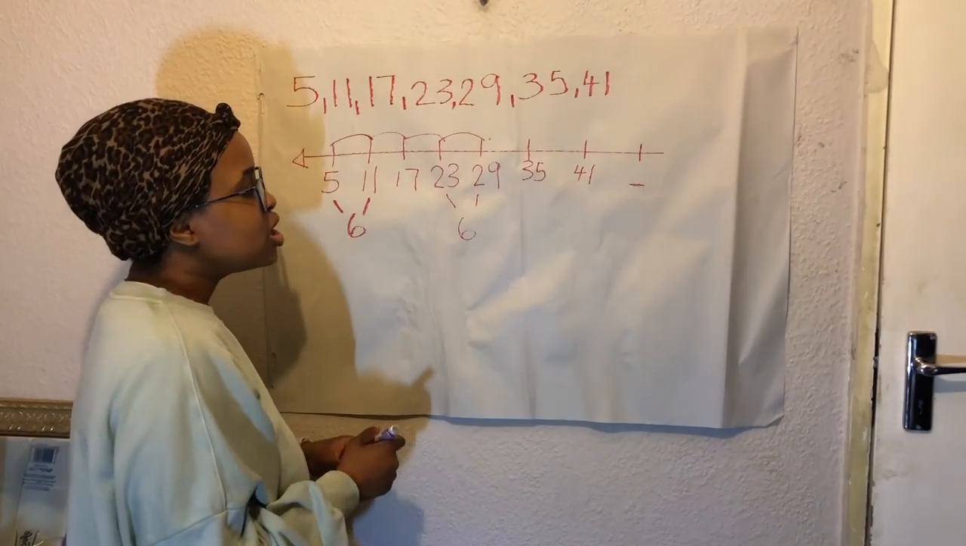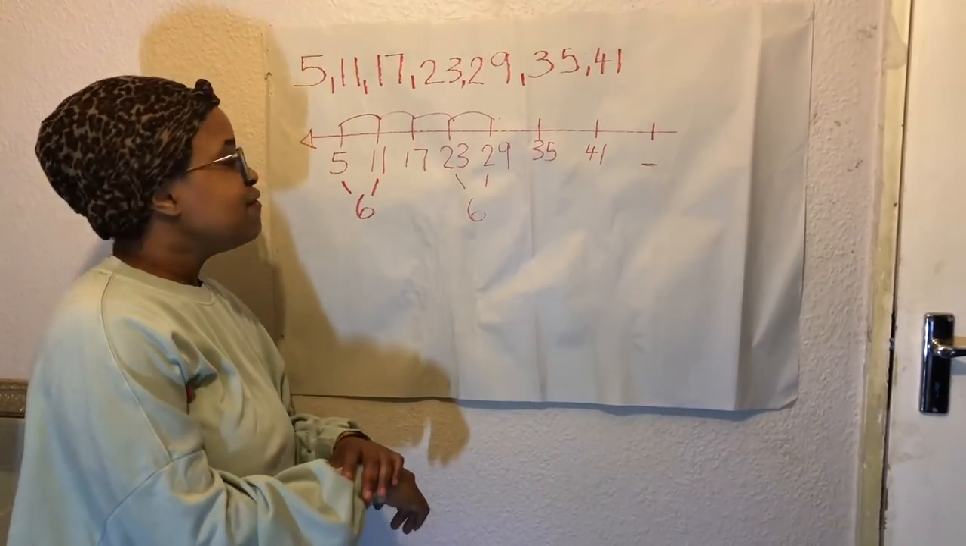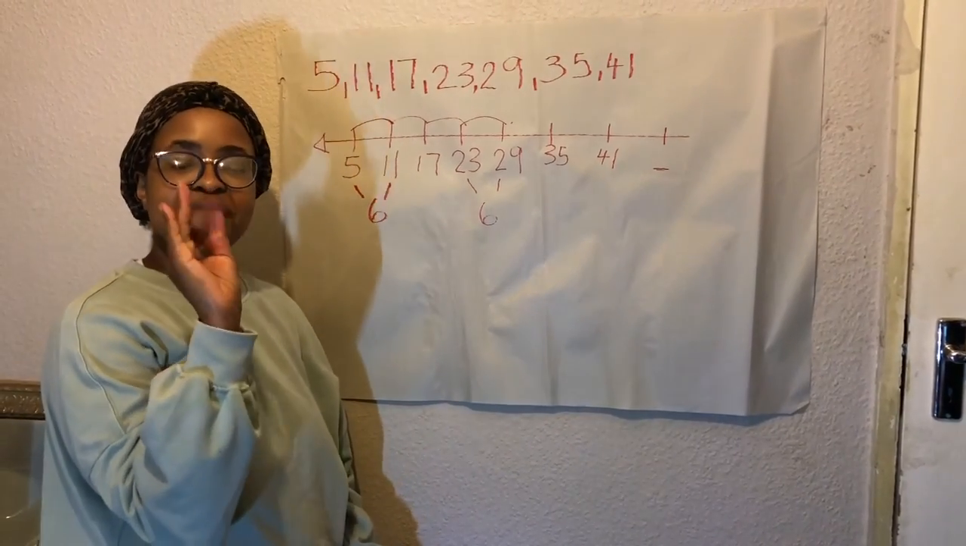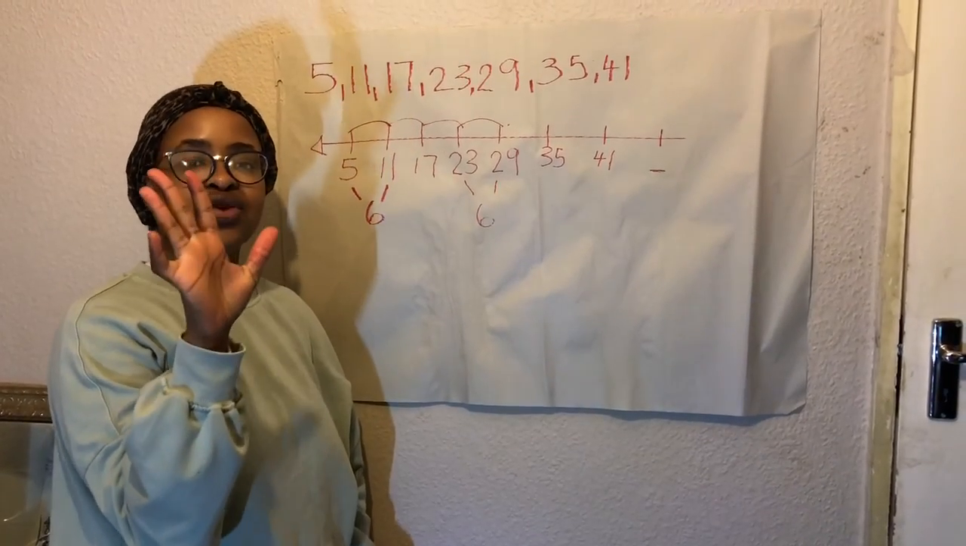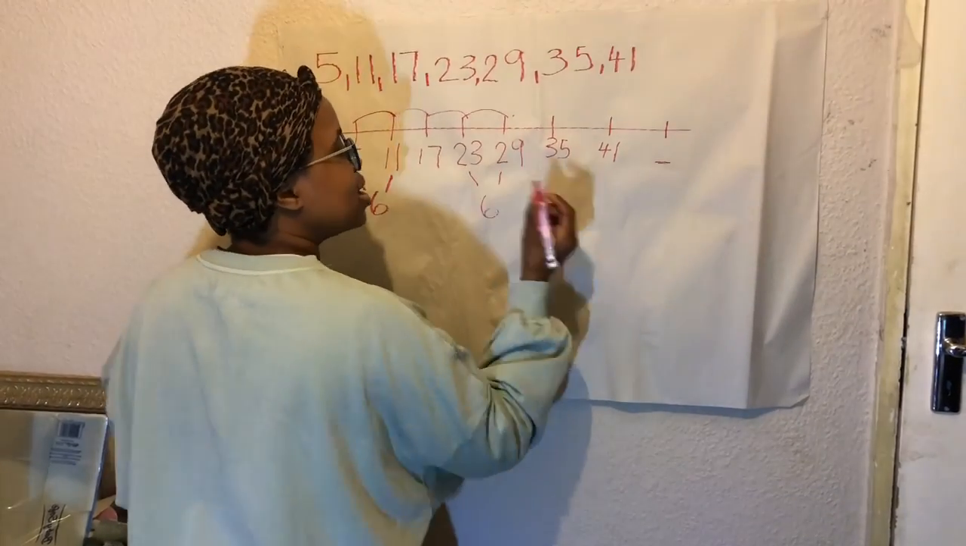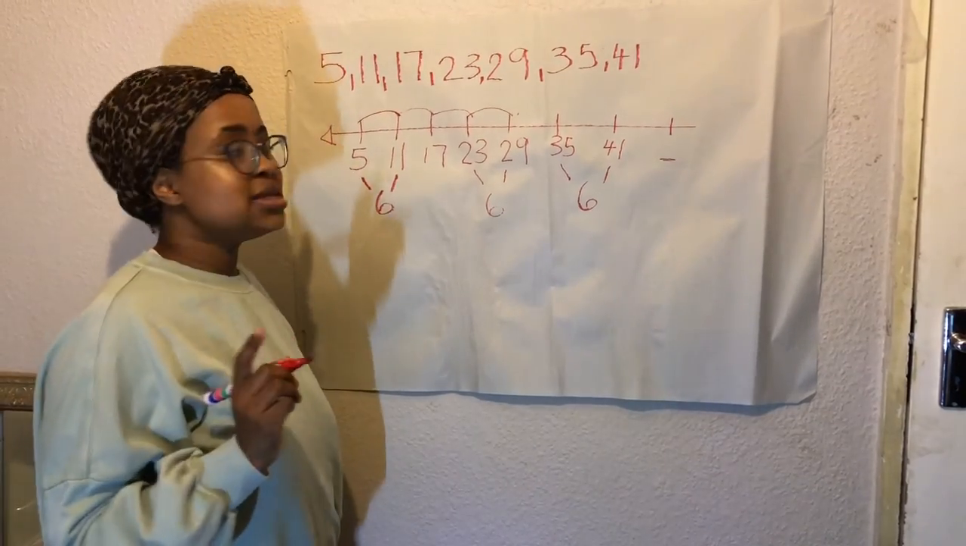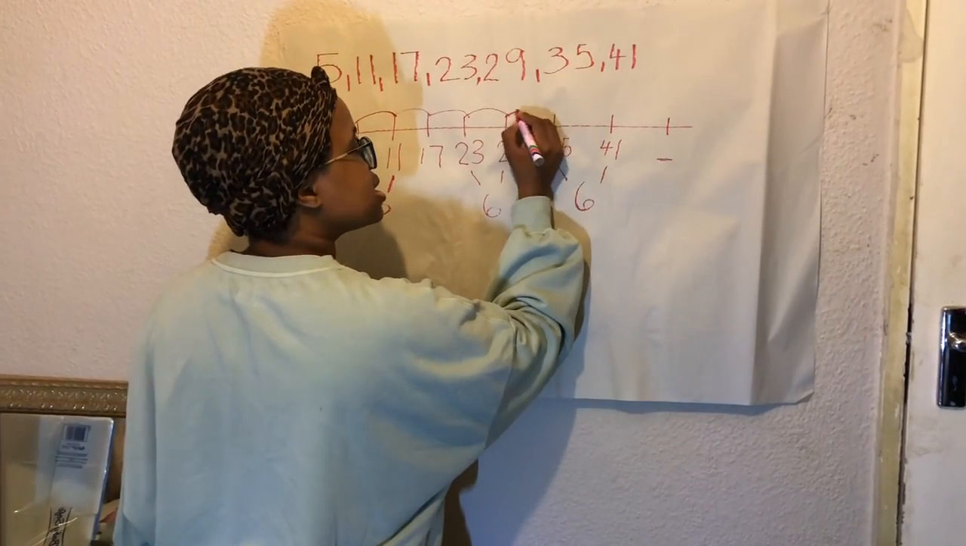Let's try it for the last time from 35 to 41. 35, 36, 37, 38, 39, 40, 41. And it's 6 again. Which means that the rule for this pattern is 6.